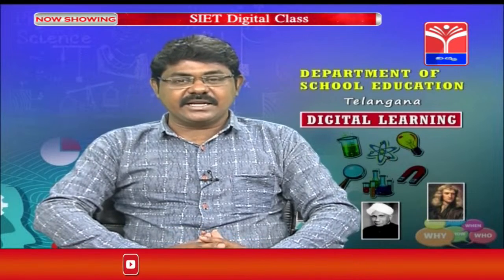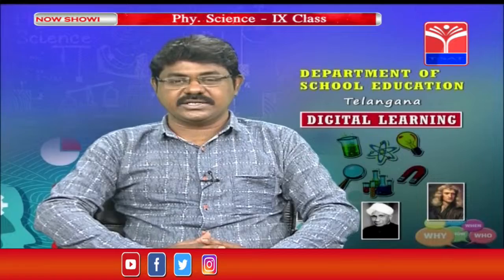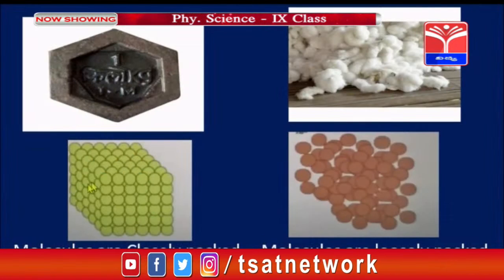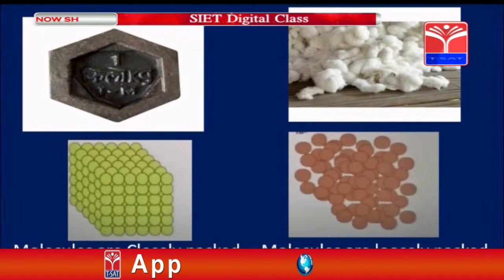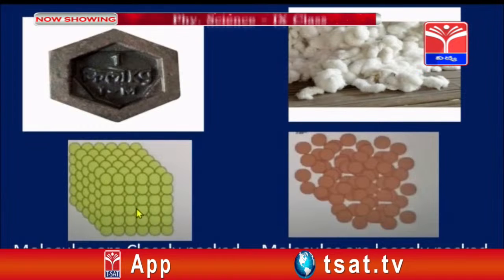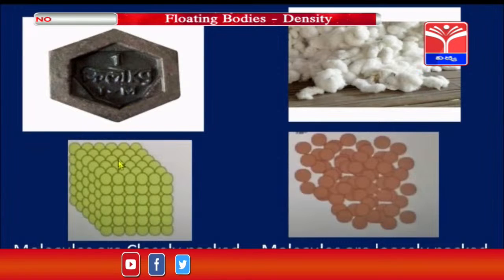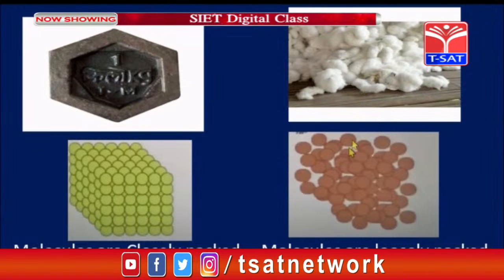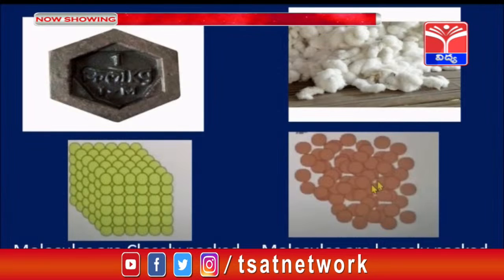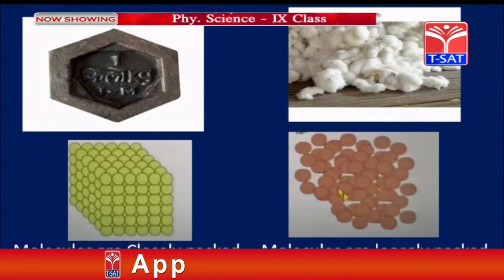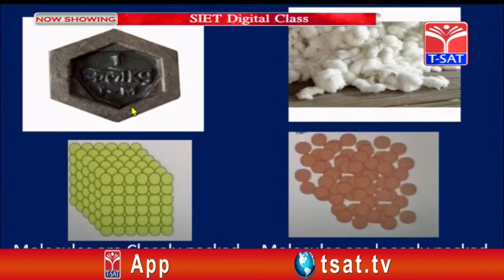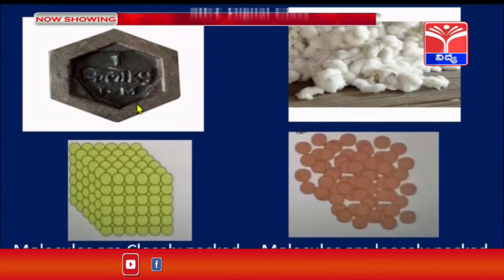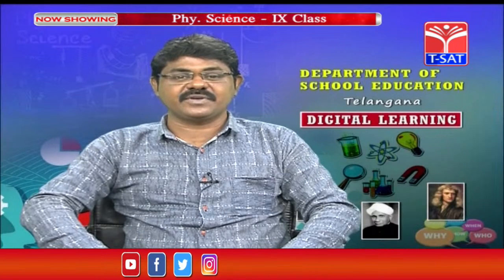You can see an iron weight and a cotton. You can clearly see the structure of the molecules in the case of the iron weight. The molecules are closely packed. Dear children, this is the orientation of the molecules, closely packed in the case of the iron weight. Whereas in the case of cotton, the molecules are loosely packed. So what is the significance that we can observe from this activity?